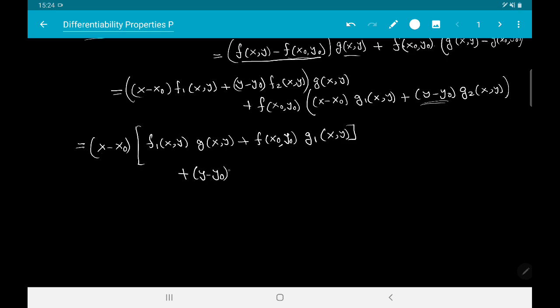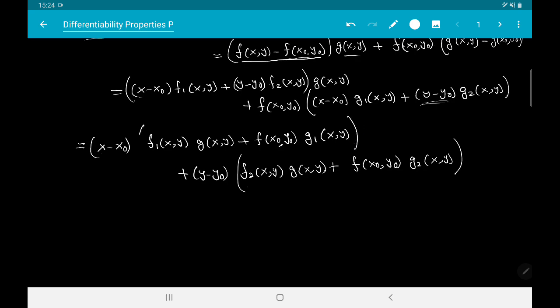Now y minus y0 comes with f2(x,y) times g(x,y) plus f(x0,y0) times g2(x,y). Once I have written all these things in this form, all I need to check is whether this whole term and this whole term are continuous at the point x0 y0.